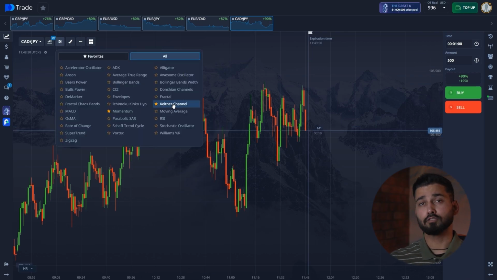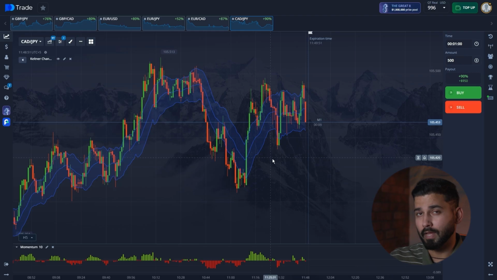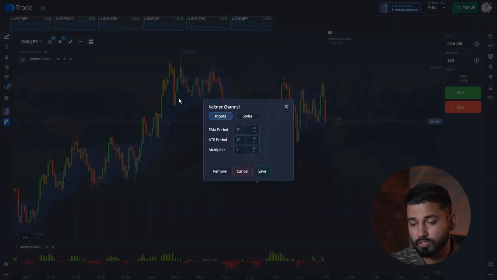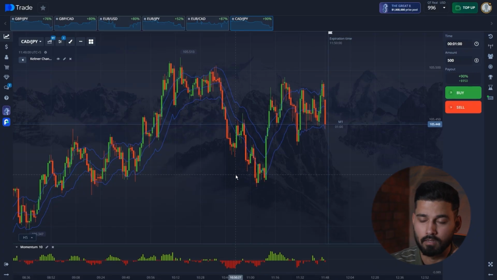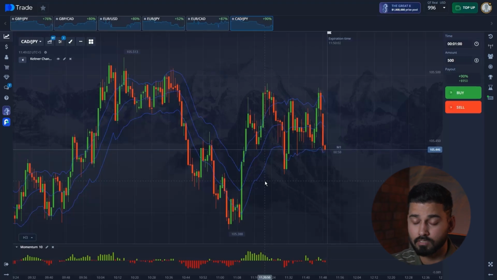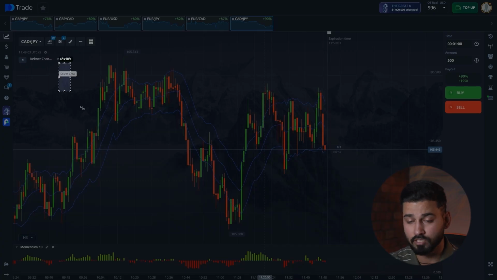Let's set up my student Arthav's setup. Follow my lead. Add the Keltner channel and the momentum indicator on the chart, set the EMA period and remove the background fill. Done. We leave momentum as it is and move straight to analyzing the signals.